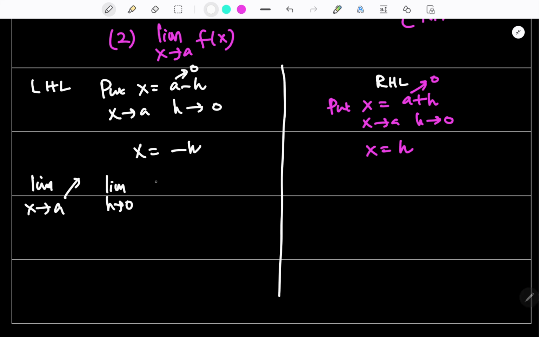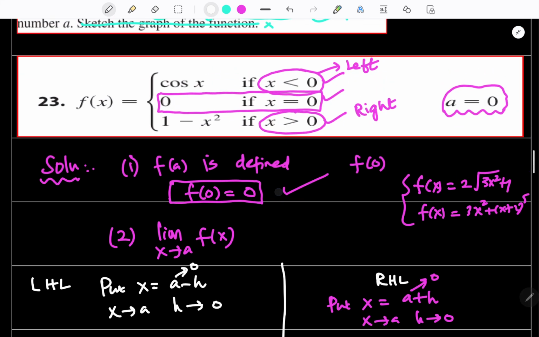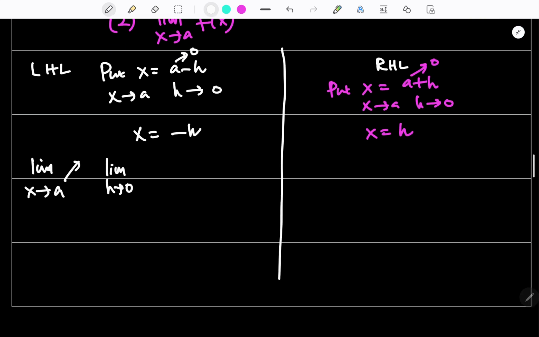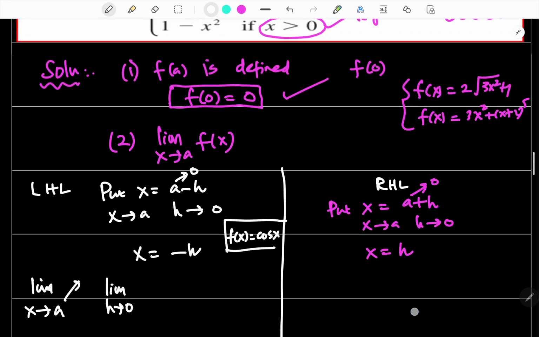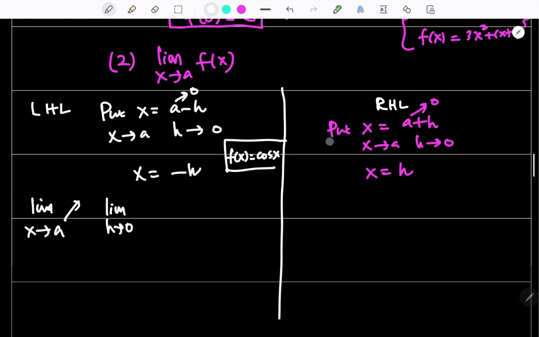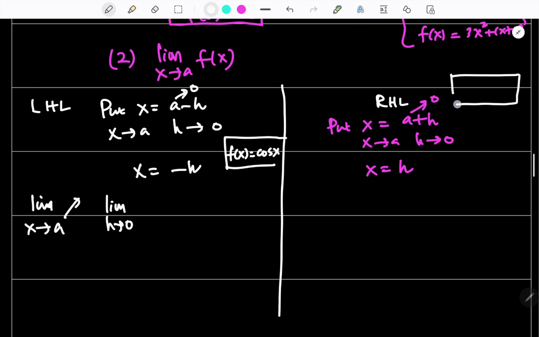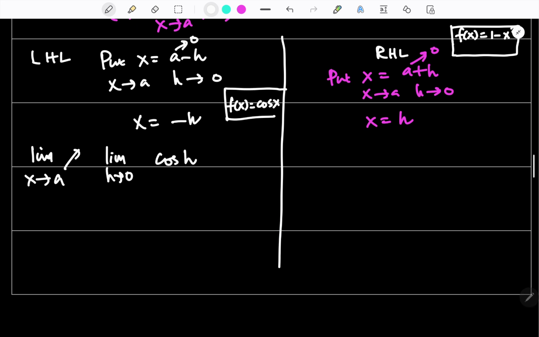And then f of x. What is your f of x? Left side is cosine x. So let me write the function here. Left side, your f of x is equal to cosine x. Right side, what is your function? 1 minus x square. So right side, your function is f of x equals 1 minus x square. Right. So you are going to put x is equal to h. So cosine h. Clear everybody? Not h, minus h. Here it is minus h, because in the place of x, you are putting h.